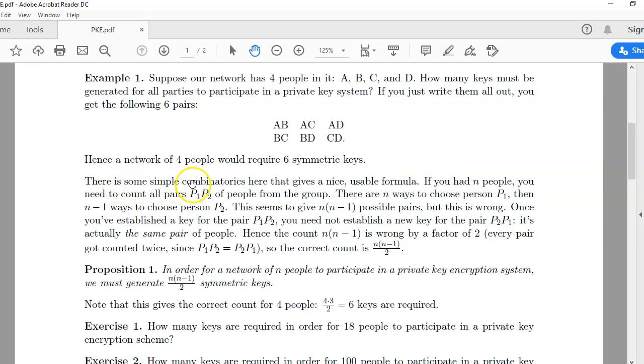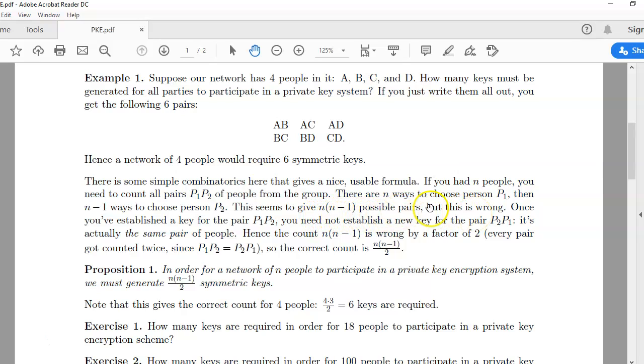Okay? And there are some simple combinatorics here that gives you a nice clean formula for this, no matter how many people you had on your network. For instance, if you had n people, your job is to count all possible couples, P1, P2, all pairs of people from the group, right? Well, there's certainly n different ways you can choose the first person, right? And then you don't have an Alice Alice or a Bob Bob, right? So once you choose one person, they're out of the pool, and there are n minus 1 ways to choose a second person, right? So this seems to give n times n minus 1 possible pairs of people, but that's wrong.